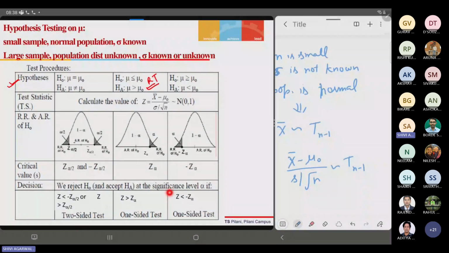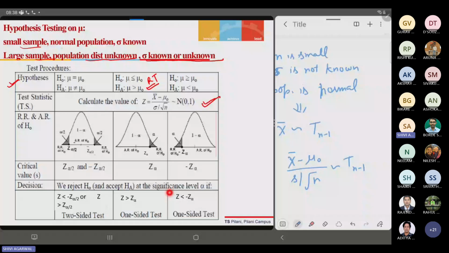Okay. So next is what we are calculating, because here large sample size, population distribution unknown, but sigma is known or unknown, whatever it is. And that is also available when small sample size, normal population and sigma known. So in these three cases, we are using the Z test. This is known as the Z test, because here we are using the standard normal distribution.